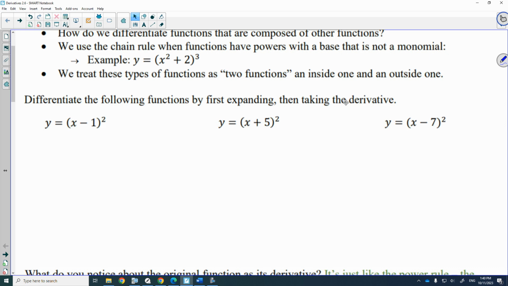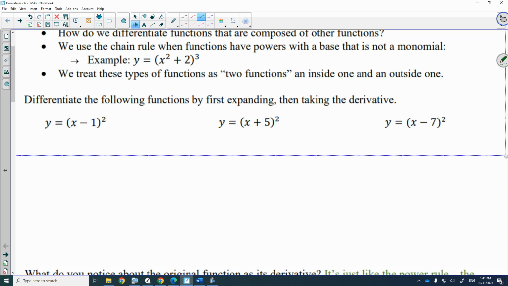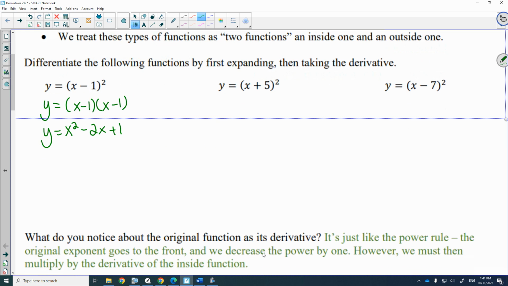And basically what I want to see is if we're going to notice a pattern. So y is equal to (x minus 1) squared. So we know that that would be (x minus 1) times (x minus 1). That would be y is equal to x squared minus 2x plus 1. Then we could use our sum or difference rules to apply the derivative, so y prime is equal to, the derivative of x squared would be 2x. The derivative of negative 2x would be minus 2. The derivative of 1 is 0.